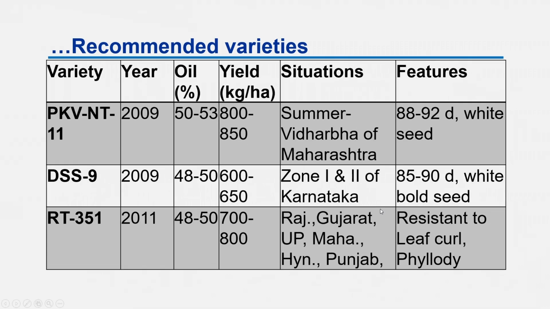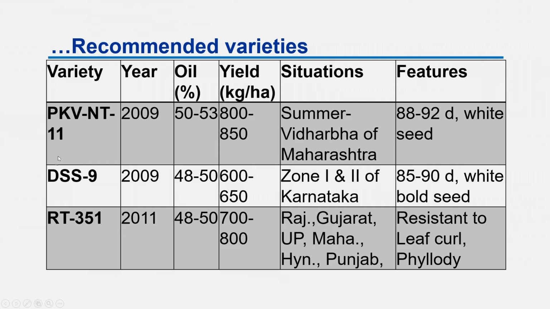Next variety is PKV NT11. It was released in 2009. Oil content is 50 to 53%. 800 to 850 kilogram per hectare is yield and recommended for Vidarbha region of Maharashtra during summer season, and matures in 88 to 92 days and seeds are white in color.